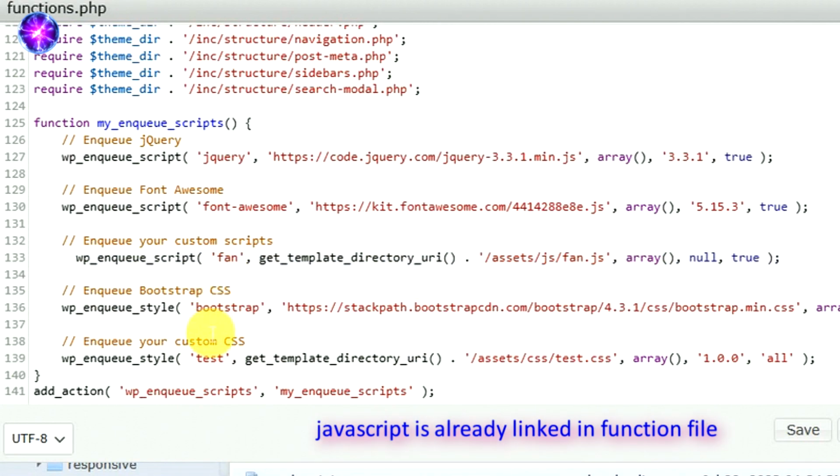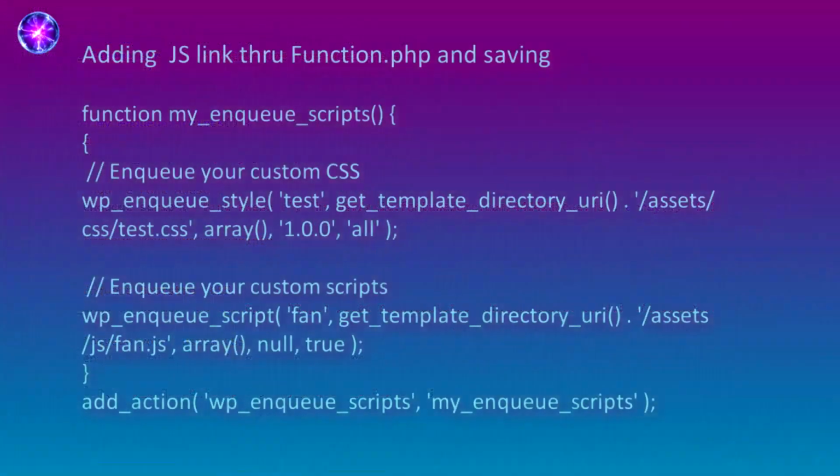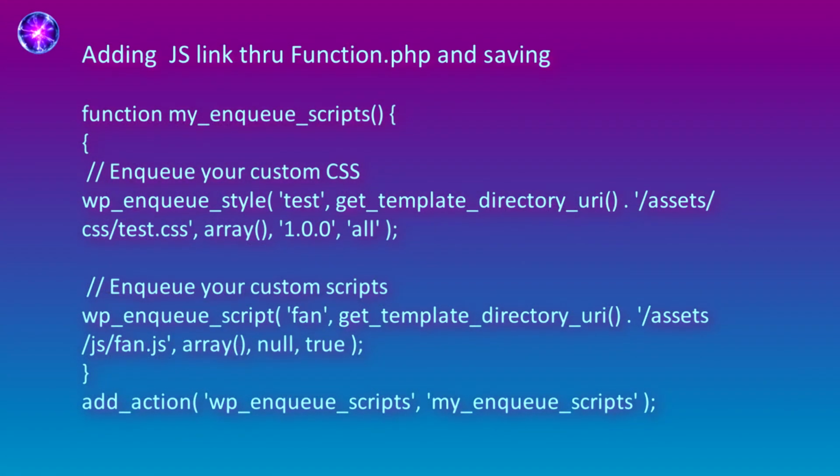Here wp_enqueue_script is responsible for adding JavaScript to the page. Fan is the file name. Get template directory URI specifies the URL of the JavaScript file. Array allows you to specify any other scripts that this script depends on. In case of no dependencies, an empty array is provided.